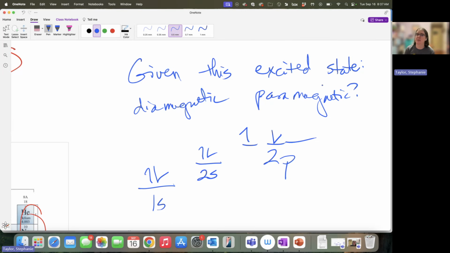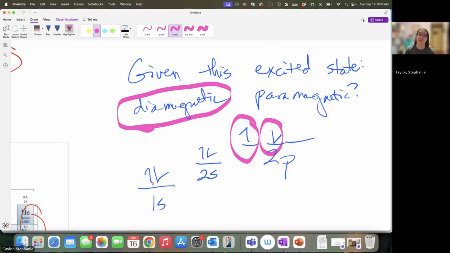This is an excited state, so this is not normal. I have broken Hund's rule. But for every up, there is a down. This is diamagnetic. Because for every up, there is a down. So that is what the oddity is of all electrons being paired.